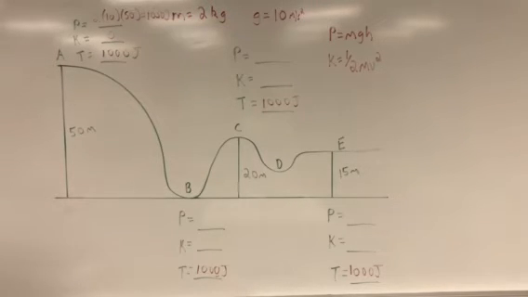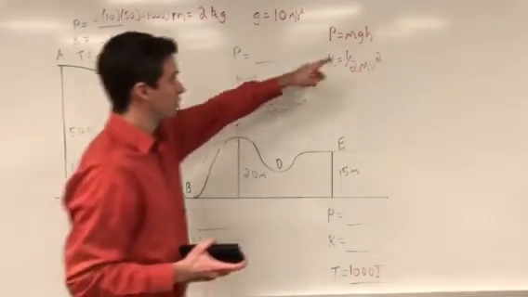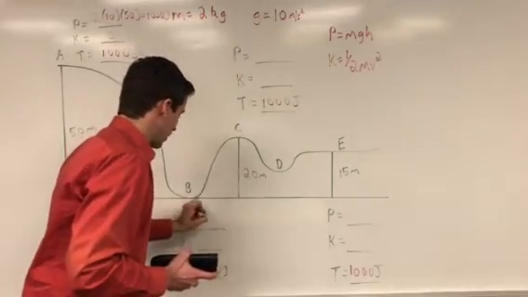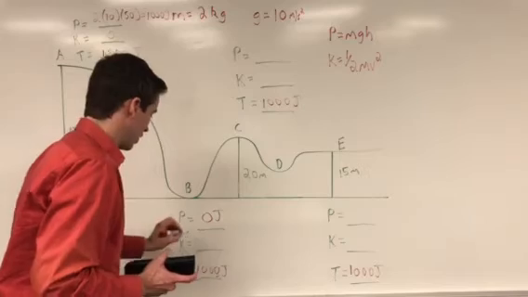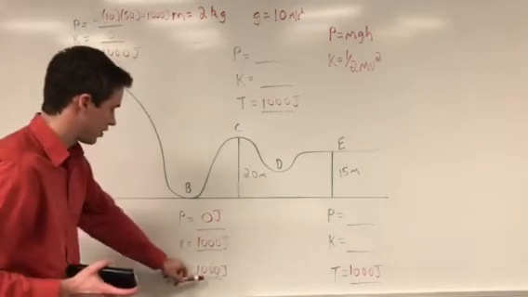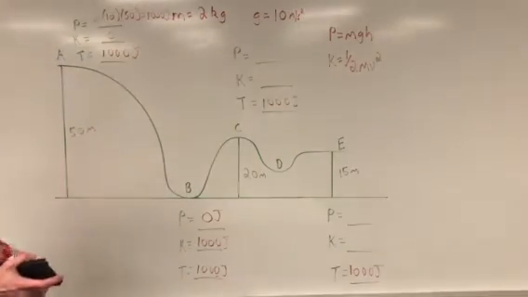Okay, so now I can start filling in the rest of the points. At this point B, the height is 0. So if h is 0 for potential energy, then potential energy itself is also 0 joules. So the kinetic has to be 1,000. Notice I just did 1,000 minus 0, all of it is kinetic energy, so it's 1,000.